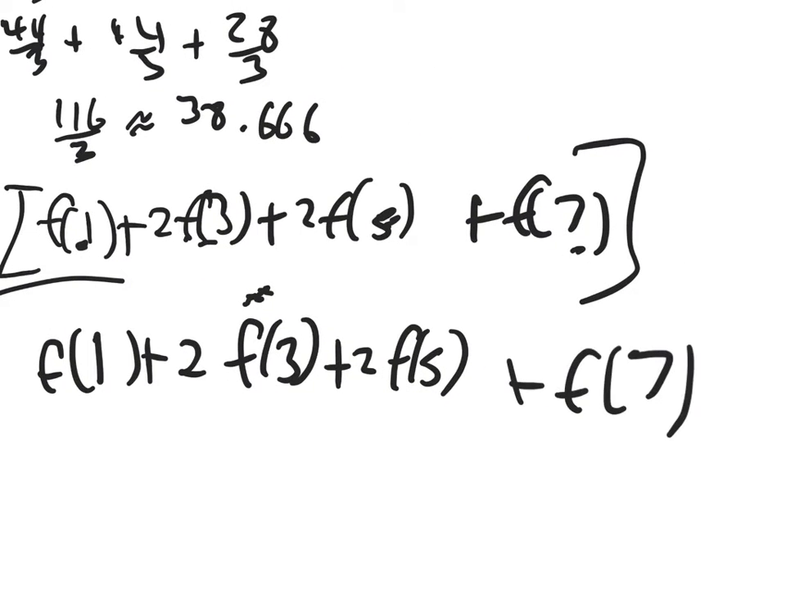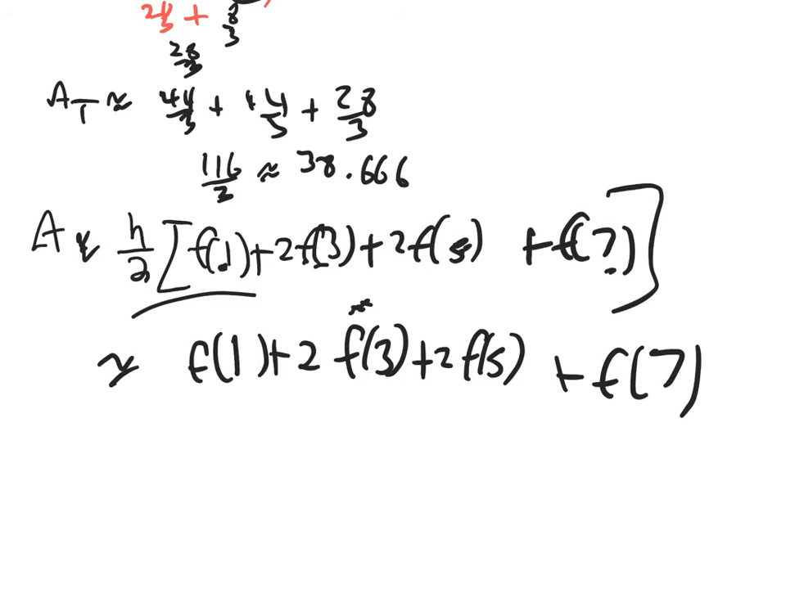F of 7. But sir, what if there's like an odd number of trapezoids? There never can be. A trapezoid always has a base 1 and a base 2. Oh, that's right. Sir, I'm tired.